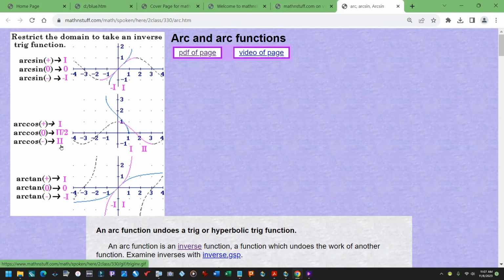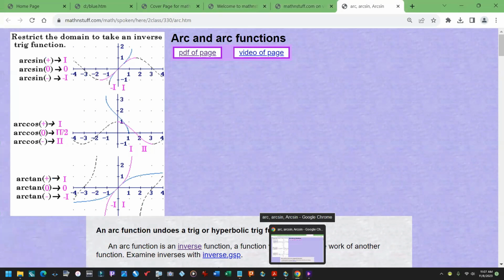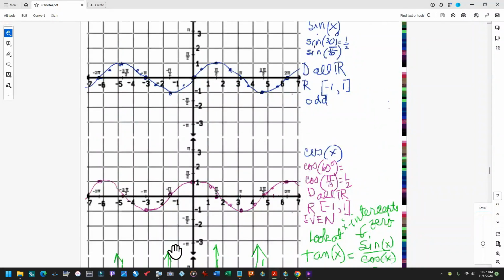Now we go to the cosine. Cosine's an even function. Let's look at a better picture. If I need the angle whose cosine is 0, that's pi over 2. Well, it also happens at negative pi over 2. So which one should we use? How should we play the game? How should we restrict the domain?